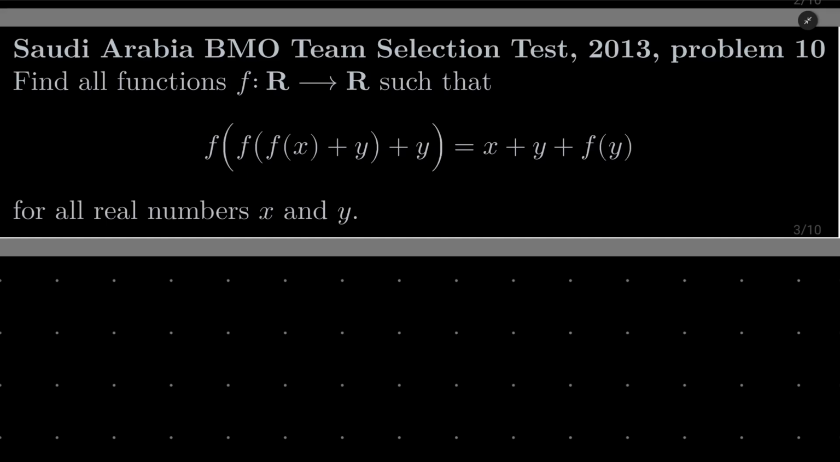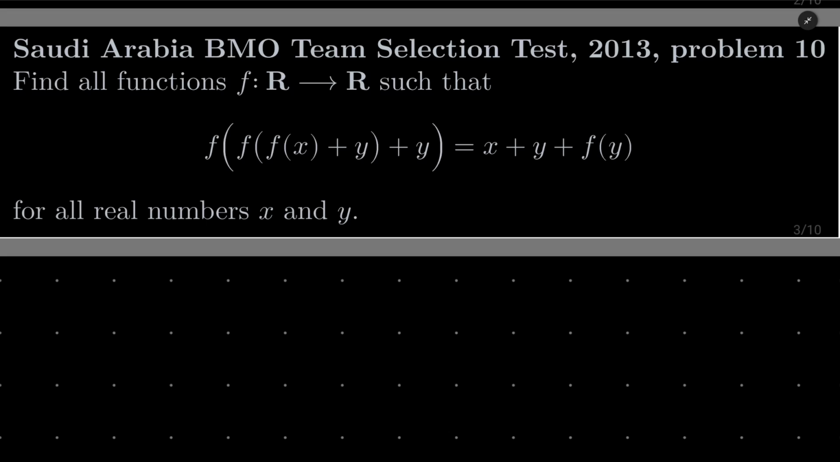Hello friends, in this video I'd like to solve the following problem from the Saudi Arabia Balkan Mathematical Olympiad Team Selection Test 2013, problem number 10. We want to find all functions f from the set of real numbers into itself such that f of x plus y equals x plus y plus f of y for all real numbers x and y.